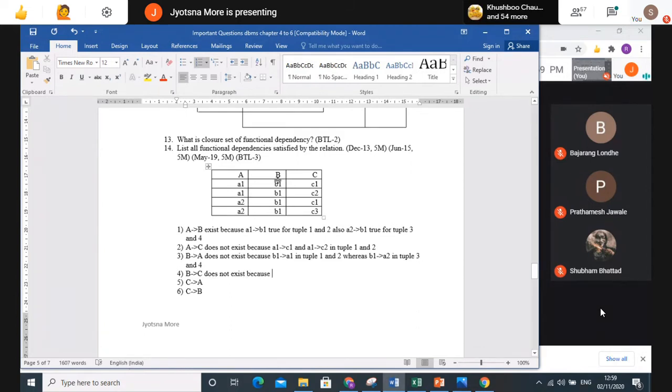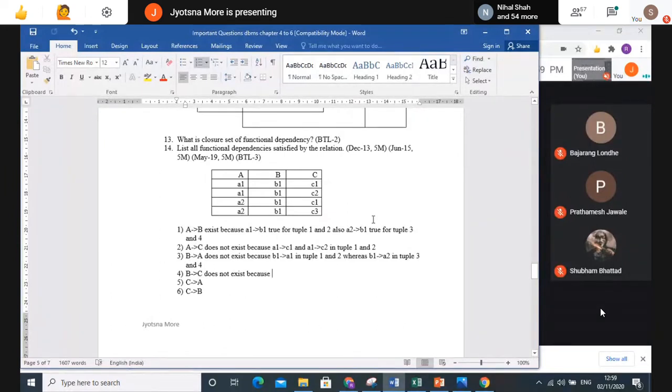You can also write: because B1 determines different values in C for tuples 1, 2, and 4. In common, you can write the answer because B1 from column B determines different values of column C, such as C1, C2, and C3 for tuple numbers 1, 2, and 4. Write your answer in your own words.